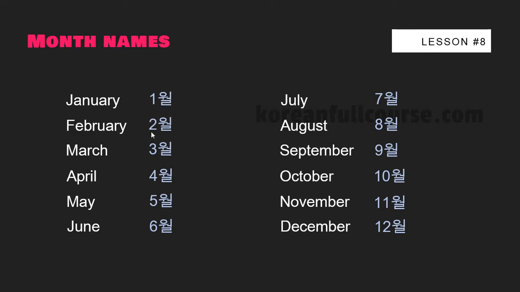January is 일월, 이월, 삼월, 사월, 오월, 6월, not 륙월, it's an exception. July is 칠월, 팔월, 구월, 10월, not 십월, it's another exception. November is 십일월, December is 십이월. One more time. 일월, 이월, 삼월, 사월, 오월, 유월, 칠월, 팔월, 구월, 시월, 십일월, 십이월.